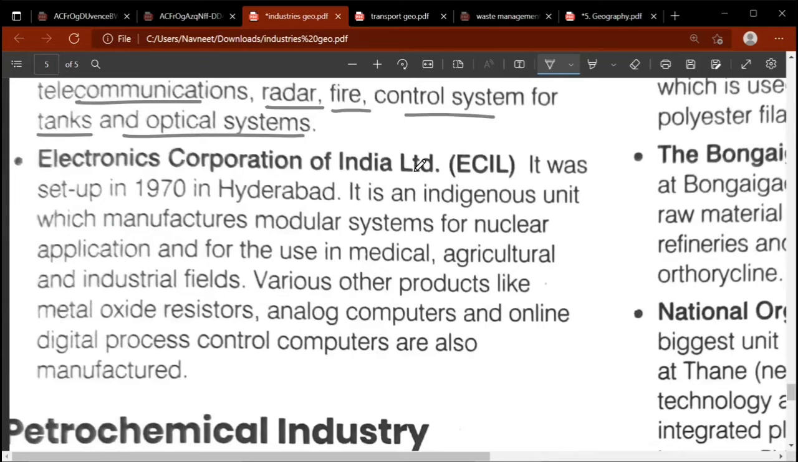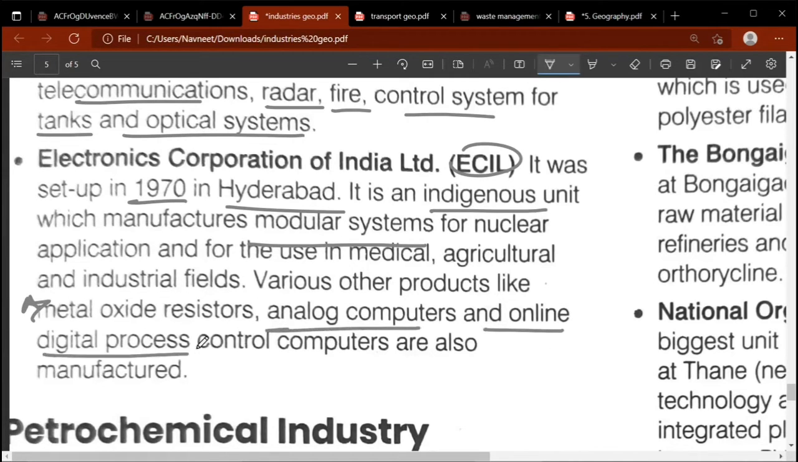Electronics Corporation of India Limited, ECIL. It was set up in 1970 in Hyderabad. It is an indigenous unit which manufactures modular systems for nuclear application and for use in medical, agricultural, and industrial fields. Various other products like metallic oxide resistors, analog computers, and online digital process control computers are also manufactured. Basically, the main theme to remember from this industry is that it manufactures modular systems for nuclear, medical, agricultural, and industrial applications. Okay, this was the electronics industry.